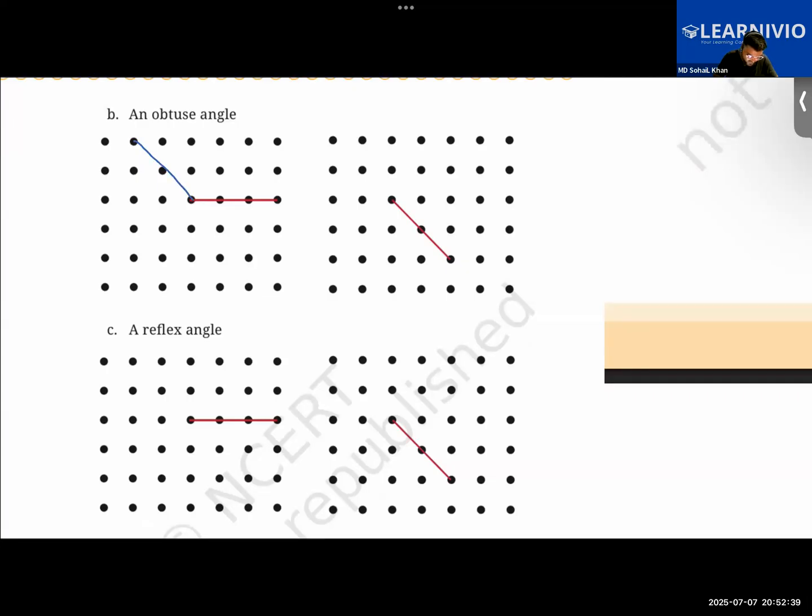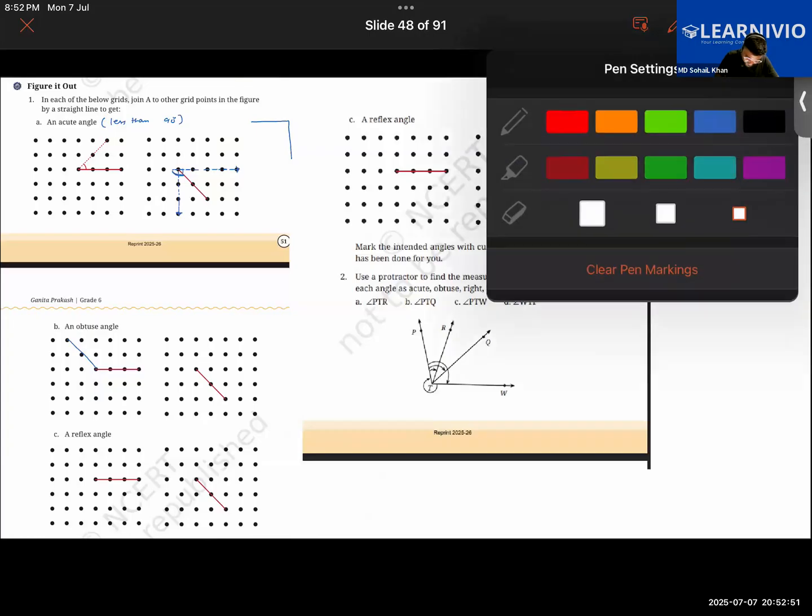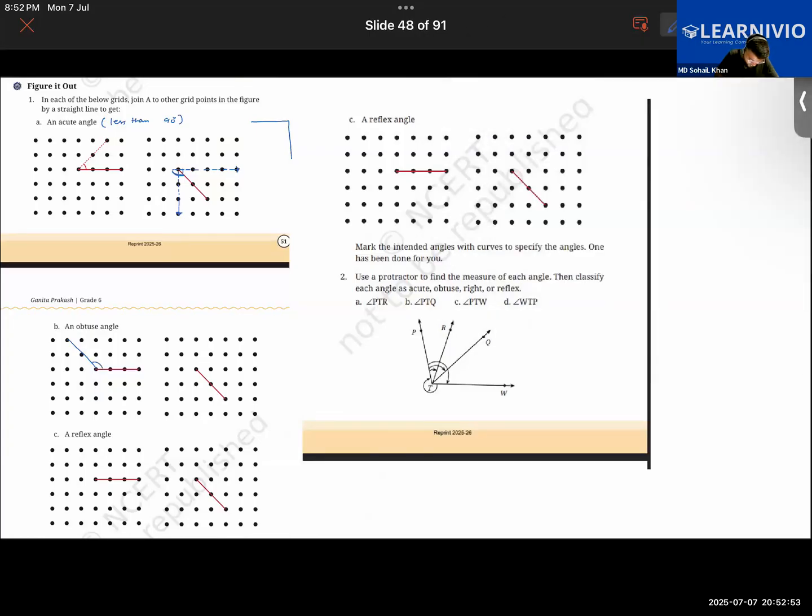And what else can I do? I can make a ray like this also, no? That will also give me an obtuse angle, but I have to make only one so that it does not become confusing. So I will make only one.